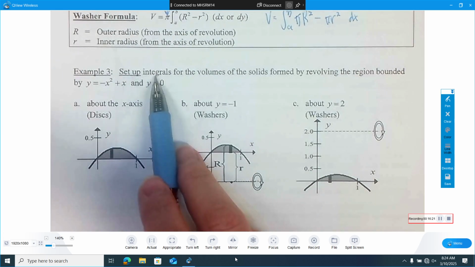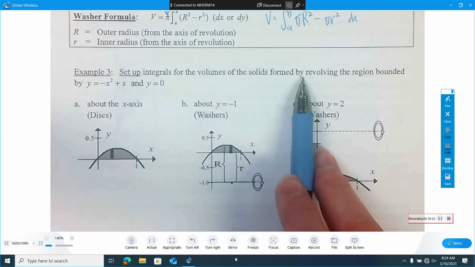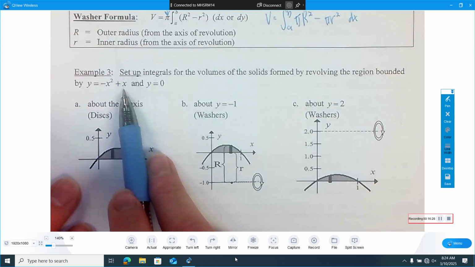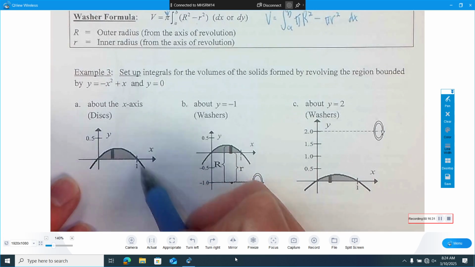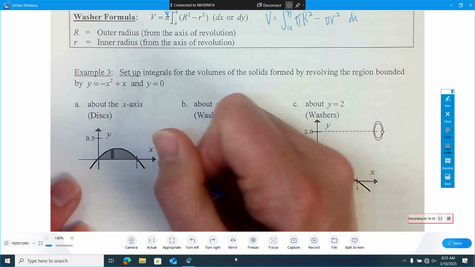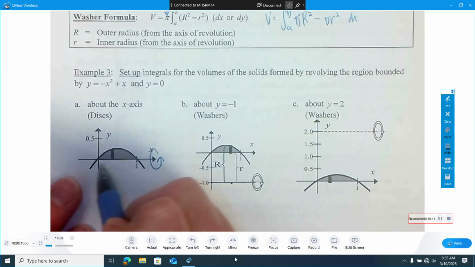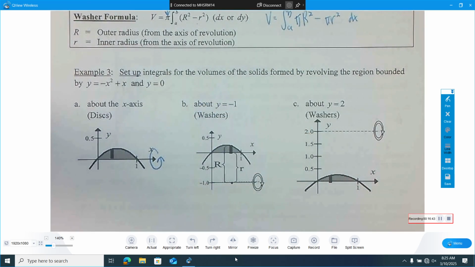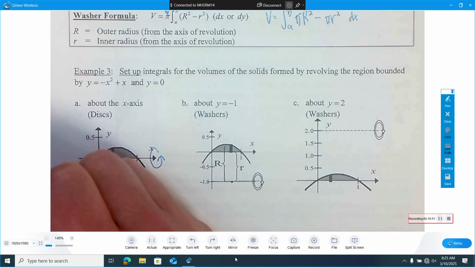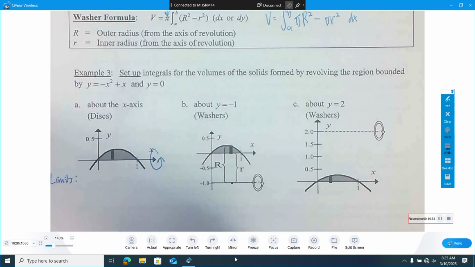So let's try a few here. We want to set up integrals for the volumes of solids formed by revolving the region bounded by y equals negative x squared plus x. So that's this downward facing parabola, and y equals 0. And for problem A, we're going to revolve about the x-axis. So we're revolving right around our x-axis here. We need to figure out our limits here, our upper and lower bounds on our integral here.